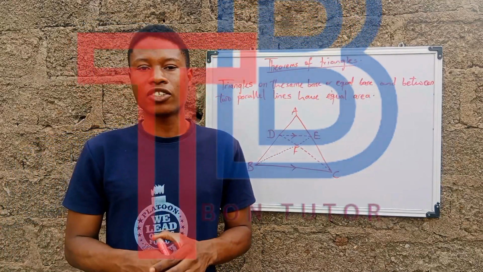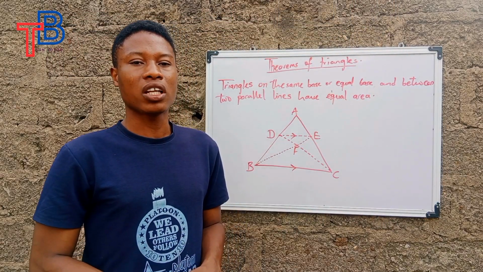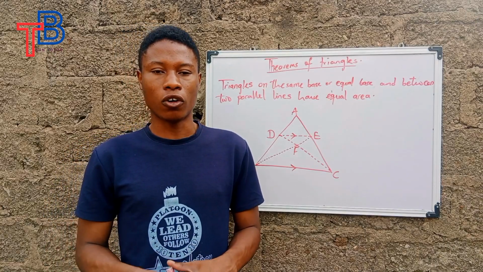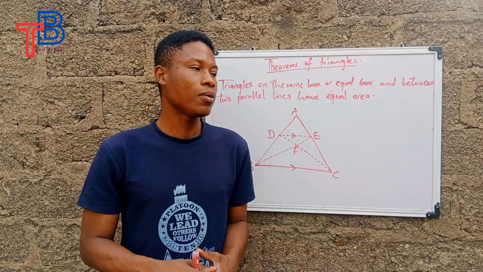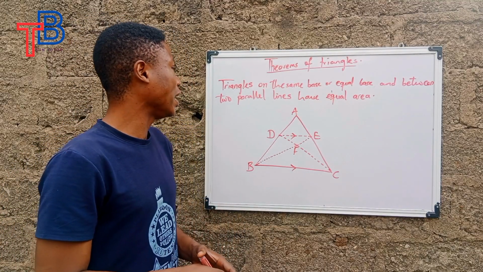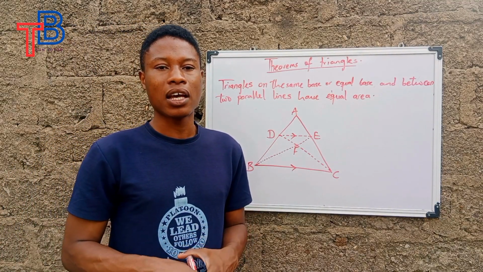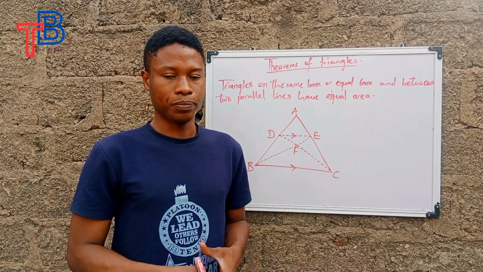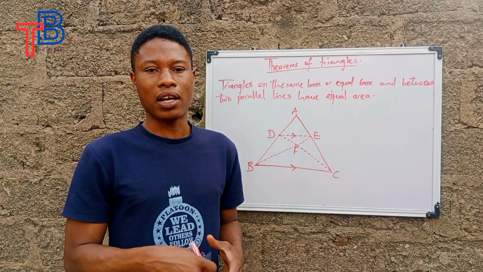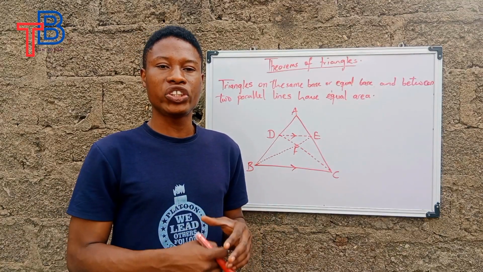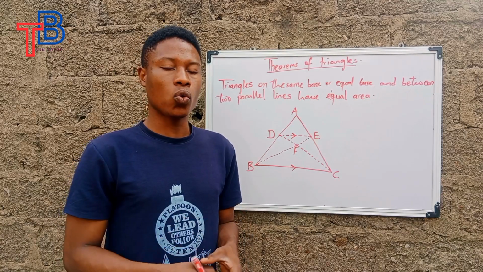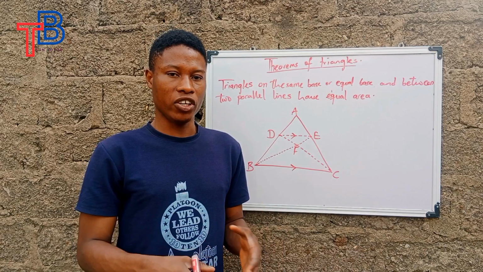We are still under theorems of triangle, and today I'll be talking about the last theorem we have for you under theorems of triangle. And the theorem says triangles on the same base or equal base and between two parallel lines have equal area. That is, if you have triangles in between two parallel lines and these triangles share the same base with each other, or their bases are equal, they have the same area.